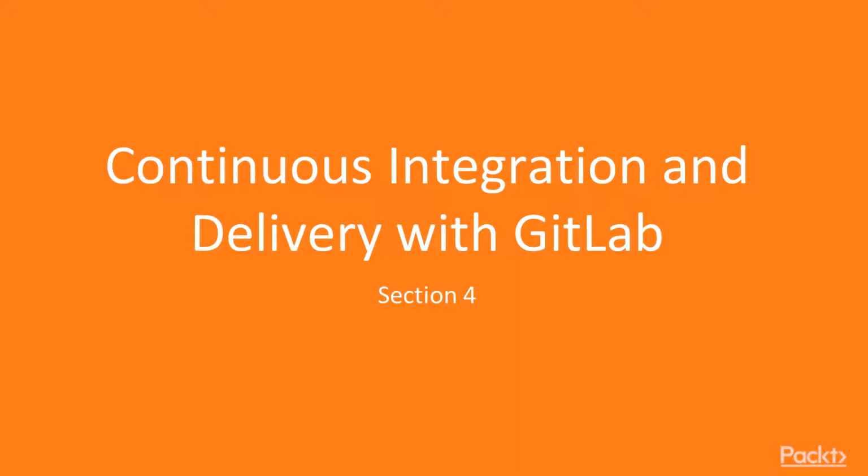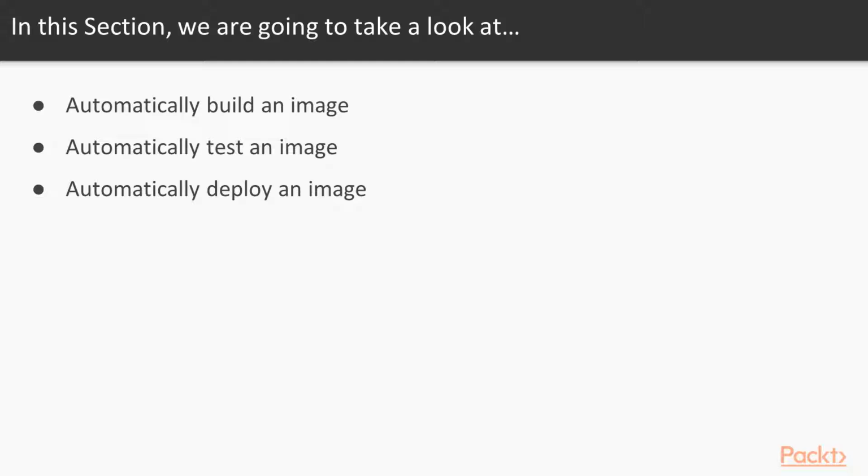Continuous integration and delivery with GitLab. In this section, we'll learn the basics on how to use continuous integration and delivery with GitLab. We'll start by automatically building images. Next, we'll learn how to automatically test images after they are built. Finally, we'll learn how to automatically deploy an image to a Kubernetes cluster.